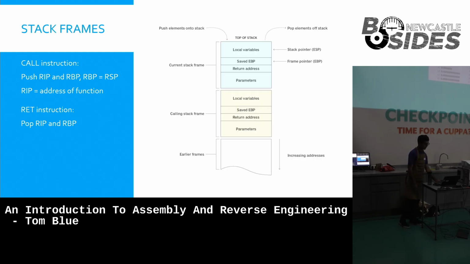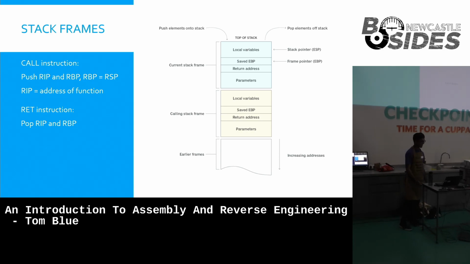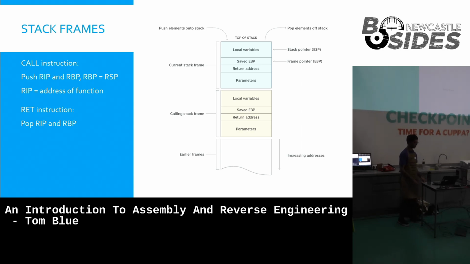So I touched on stack frames before. This was meant to come up one by one as well, but each time a function is called, a new stack frame is created, and that holds all the local variables and stuff for that function. However, it also holds the return address for the function, and it contains the parameters that were used when calling the function.